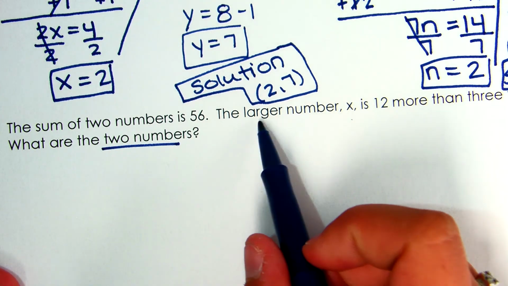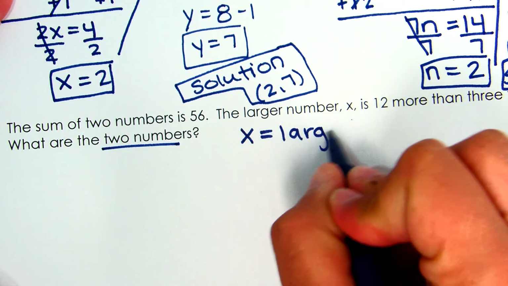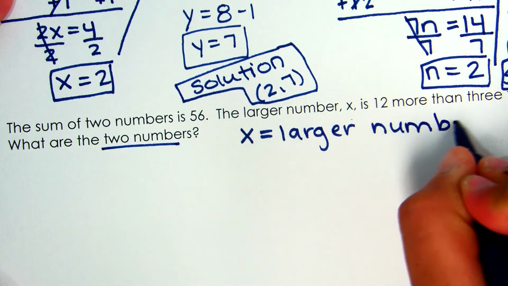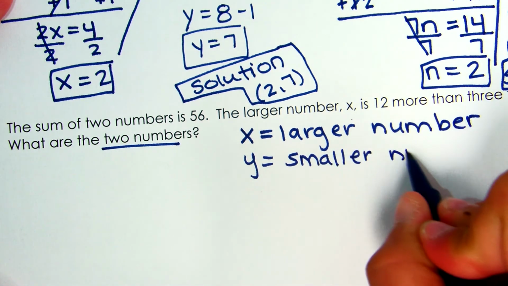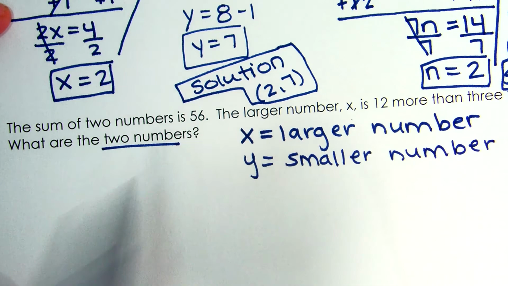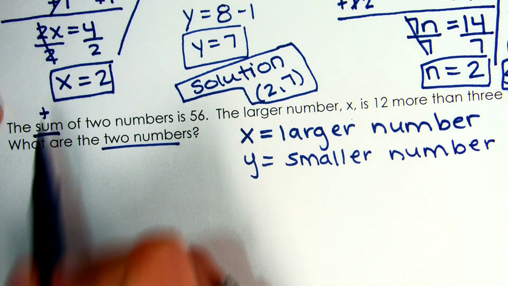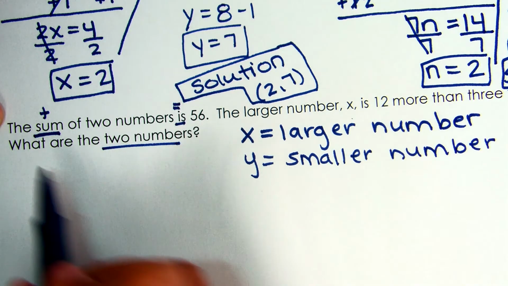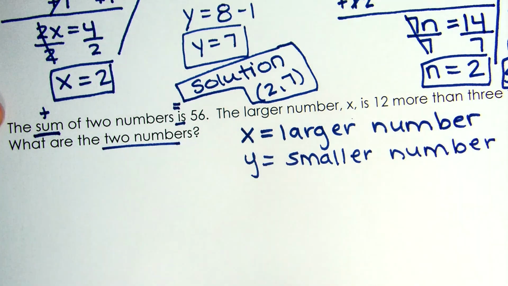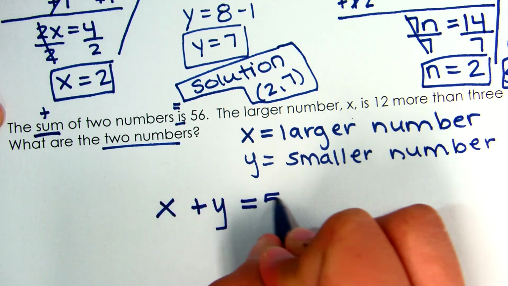In my equation, it told me that the larger number is x. So I'm going to keep that. X is my larger number. Therefore, I'm going to make y the smaller number, so that my variables are going to answer the question of what are the two numbers. One will be larger and one will be smaller. So when I look back at my word problem, the sum means to add, of the two numbers is 56. Is means equals. So I'm going to add the two numbers to equal 56. So my first number plus my second number equals 56.